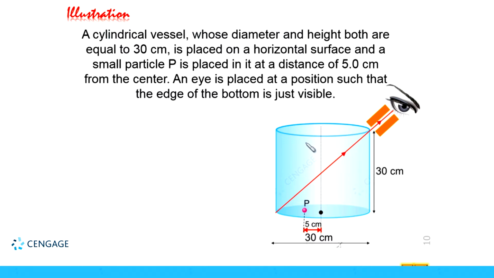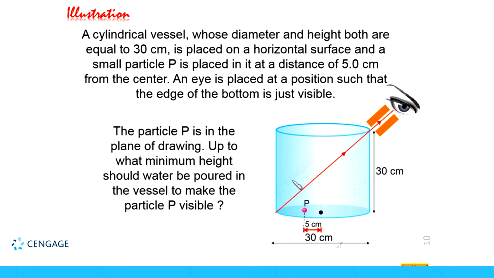If there is no water in the vessel, the direction of the light ray is like this. That is, we are observing the corner of this vessel, and our requirement is to observe point P, right? So the question is, up to what minimum height should water be poured into the vessel so that point P can be visible?